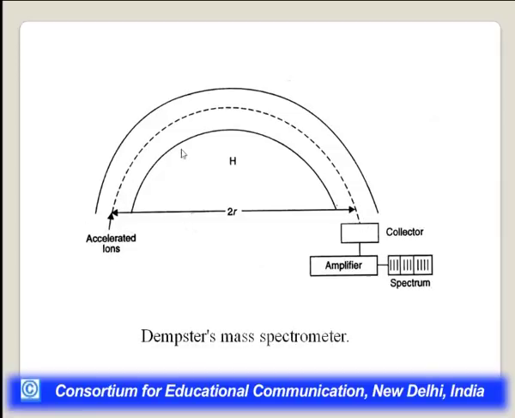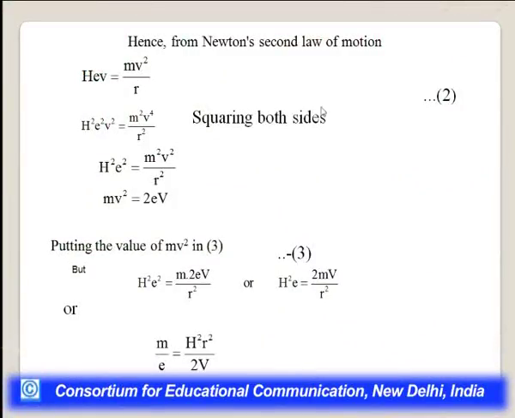These are the accelerated ions, and after the amplifier you will get a spectrum. This is the Dempster mass spectrometer outline. This is Newton's second law of motion. When we square both sides and solve it, we get this kind of equation.